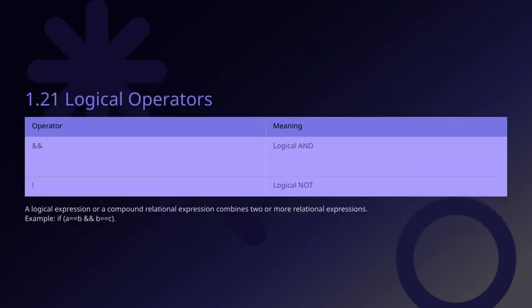Let's take a closer look at logical operators, which play a crucial role in building complex conditional statements. On this slide, we see two key operators. First, the and operator, which stands for logical and. This means that for the entire expression to be true, both conditions connected by and must be true. Then we have the exclamation mark operator, which is the logical not. It's used to reverse the truth value of a condition. If something is true, applying not makes it false and vice versa.